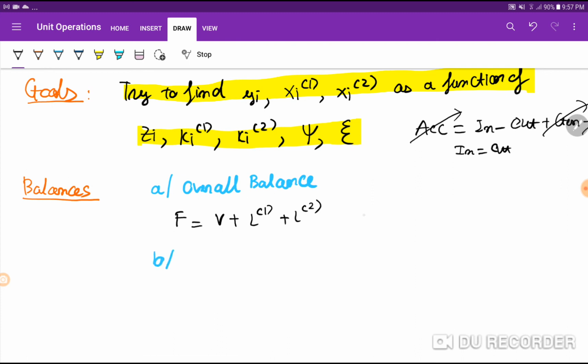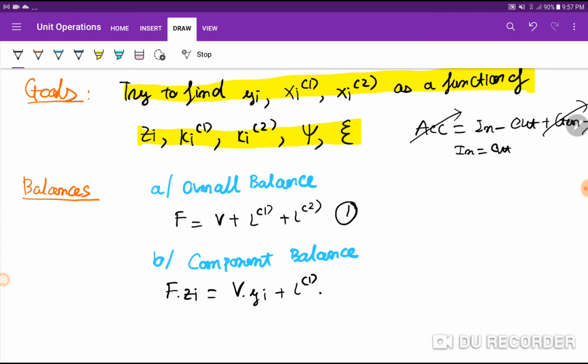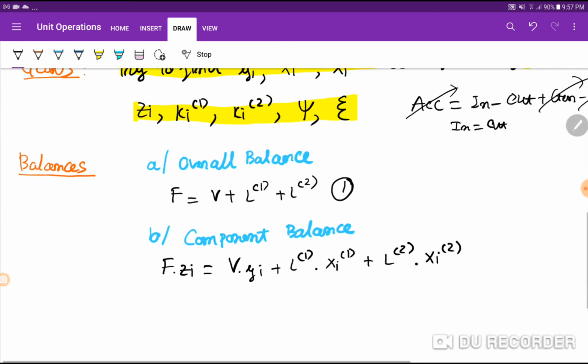I'm gonna label this as equation 1. Now we're gonna move forward to the component balance. So what do we have? We have F times Zi equals V times Yi plus L1 times Xi1 plus L2 times Xi2. Okay.